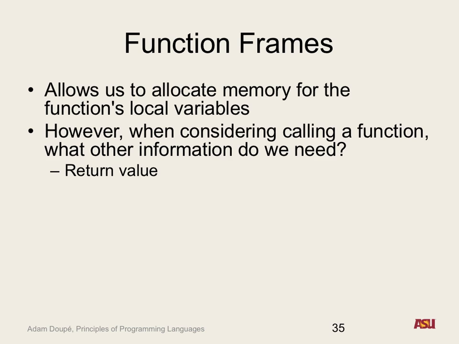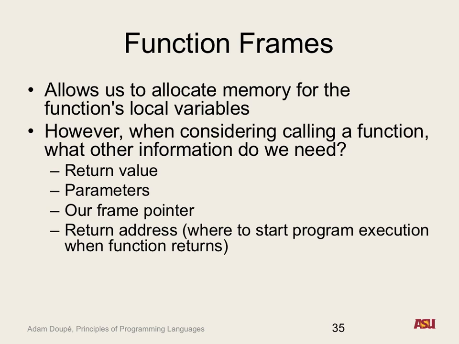But we may need the return value, right? How do we get the return value from a function? And this has to be specified and established. We also need to know how many parameters there are. We need to know our frame pointer, and we need the return address. So we need to tell this function how to get back to us, right? Where should this function return to when it is finished executing?